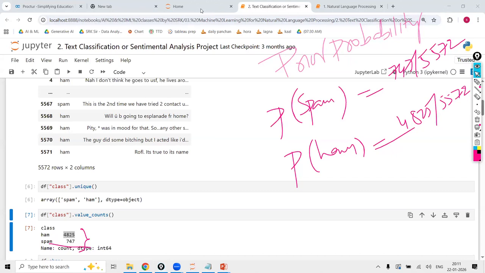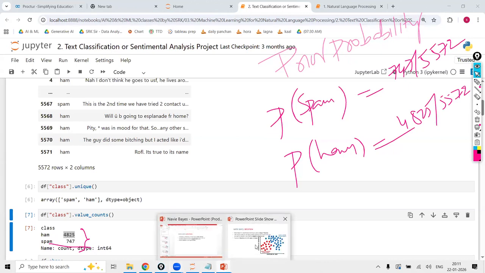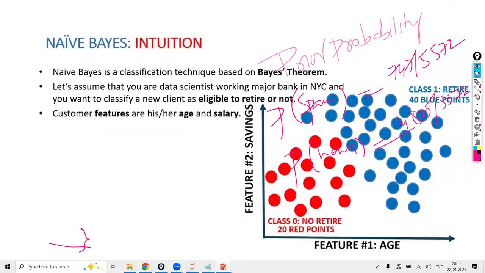Okay, so this is called prior probabilities. Whatever we have calculated, they are called prior probabilities, right? Now, what is likelihood then? Likelihood is for each word, how many times it appears. For each word, calculating the spam and ham separately like this is what is called likelihood.